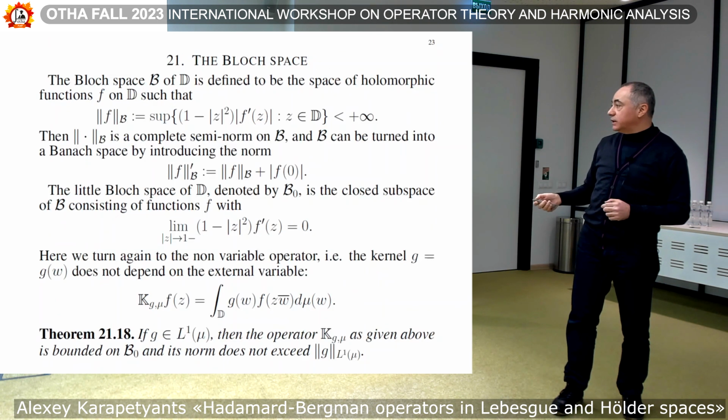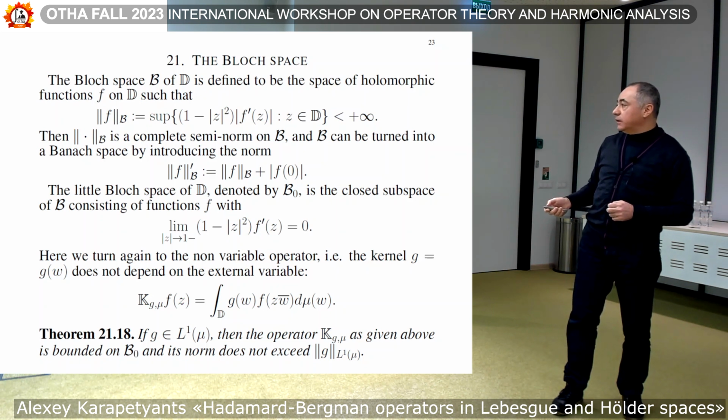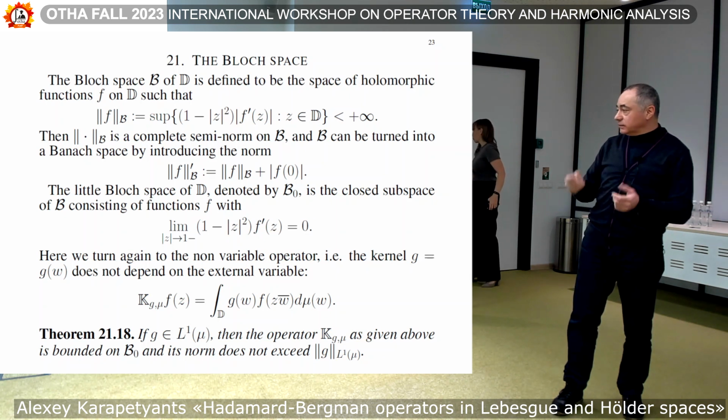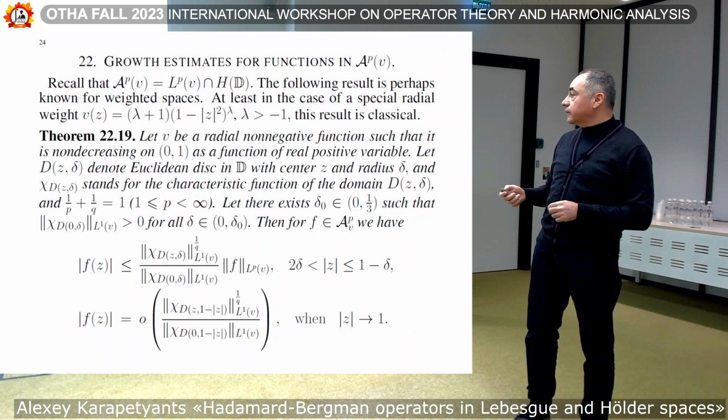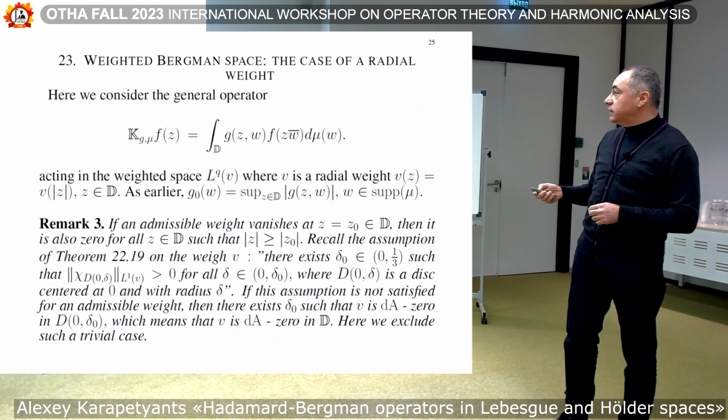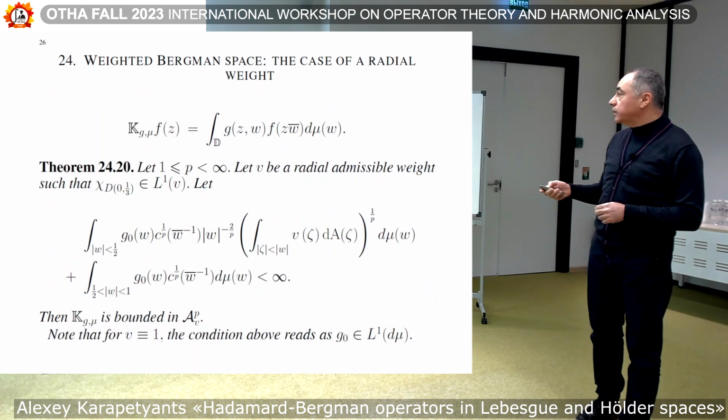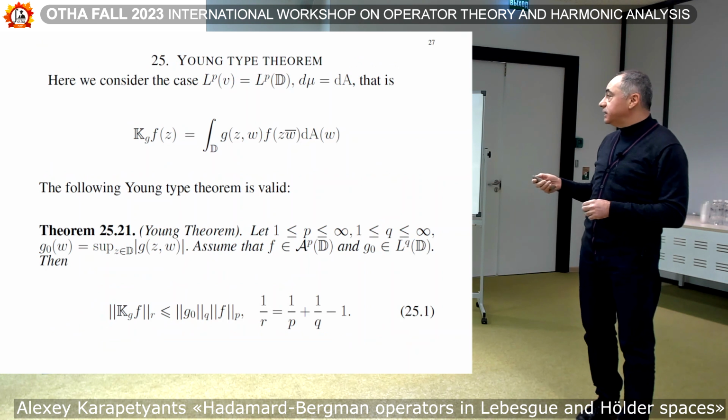And the little Bloch space, again the same condition for boundedness. And the little Bloch space is defined by this norm: functions holomorphic in the unit disk for which this norm is finite. Okay, let me skip this, and actually let me skip some slides.